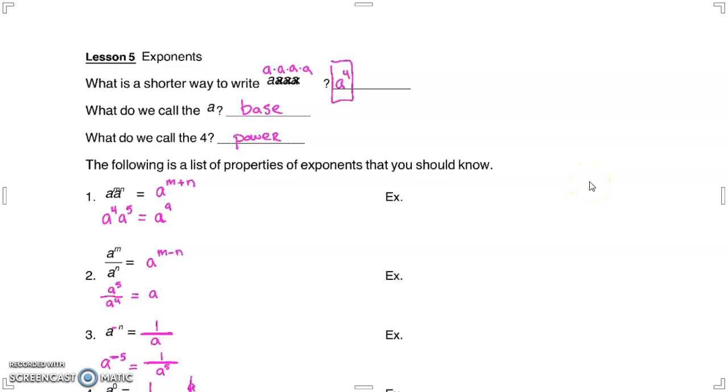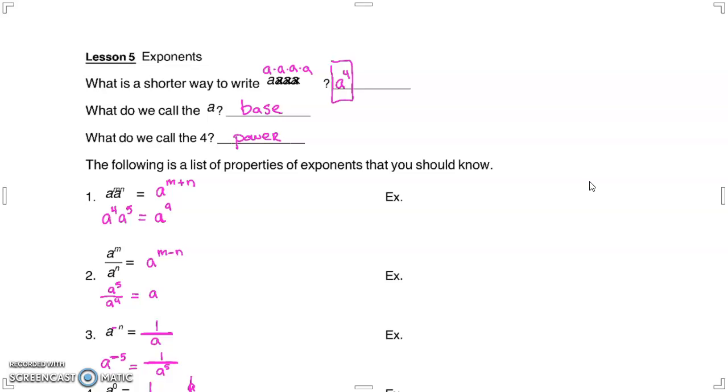Exponents are a shorter way to write things when I have them written out long ways. Like if I had 4 a's multiplied together, a times a times a times a, I get a to the 4th. The bottom number, the a part, is called a base. The top number, the 4 in this case, is called a power. It is up high, it is powerful. The whole thing is called an exponent.